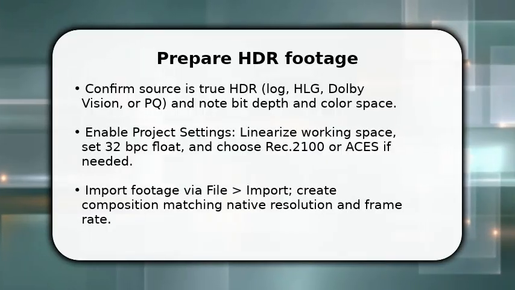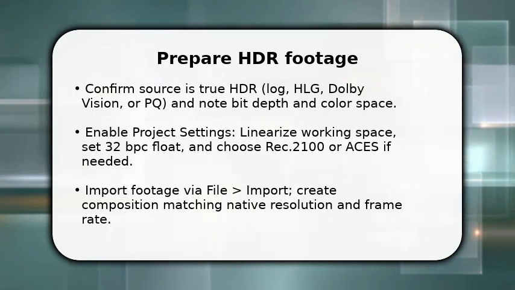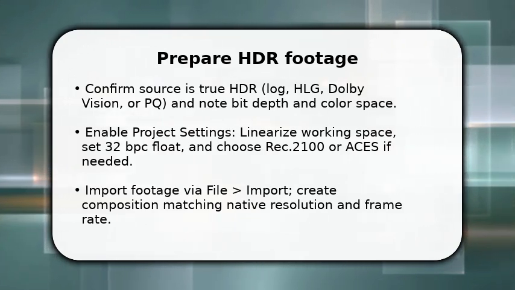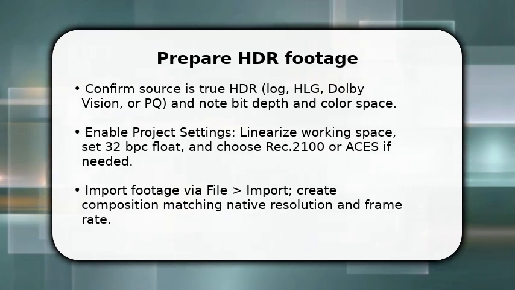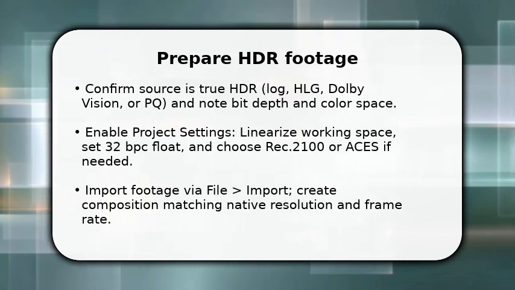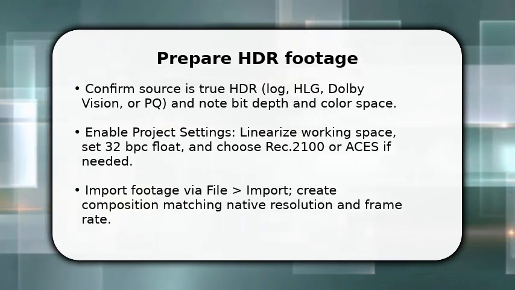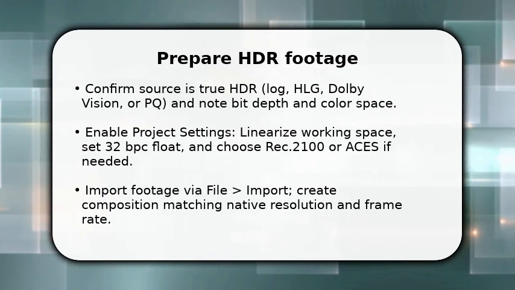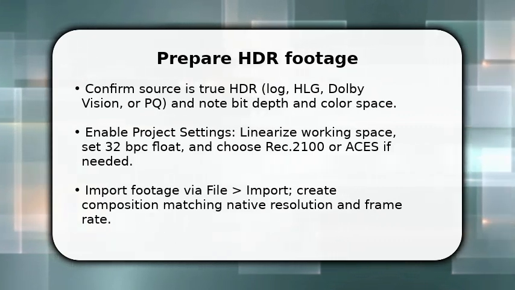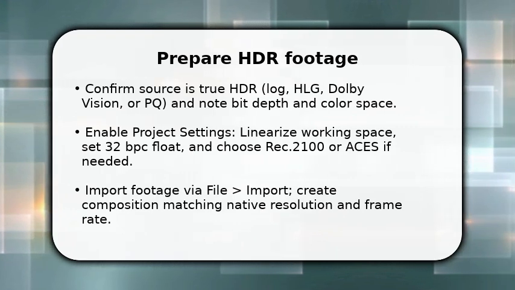Start by confirming you actually have HDR footage, PQ, HLG, or a Dolby Vision pass, because After Effects treats them differently. Once confirmed, open Project Settings and switch to 32 BPC float and set a wide working color space like Rec. 2100 or ACES to preserve highlights. Import the clips and create a composition matching the native resolution and frame rate.